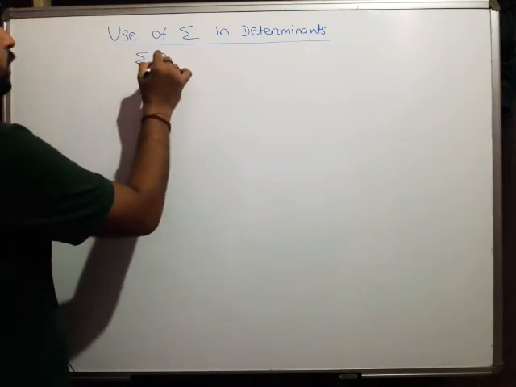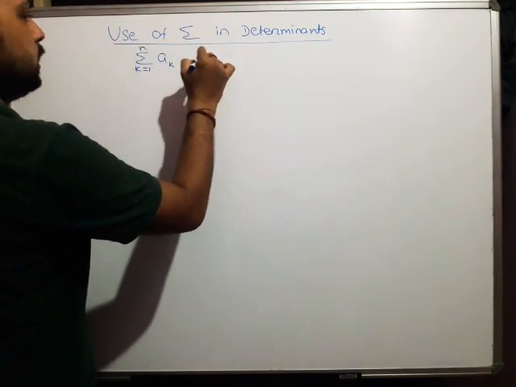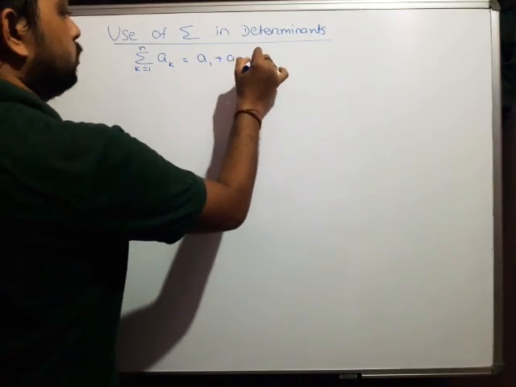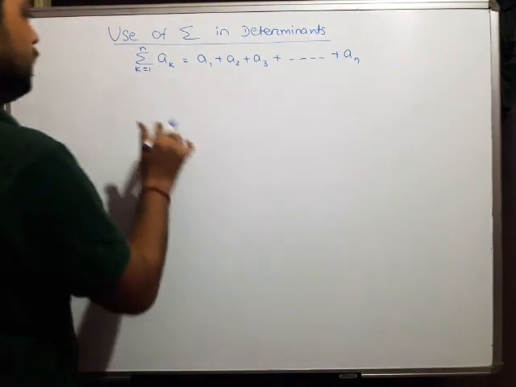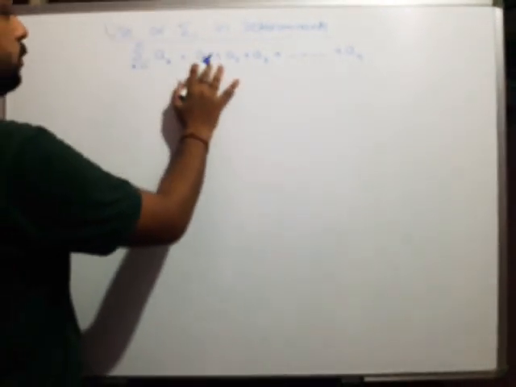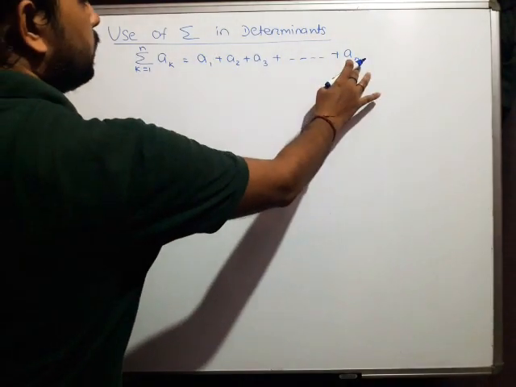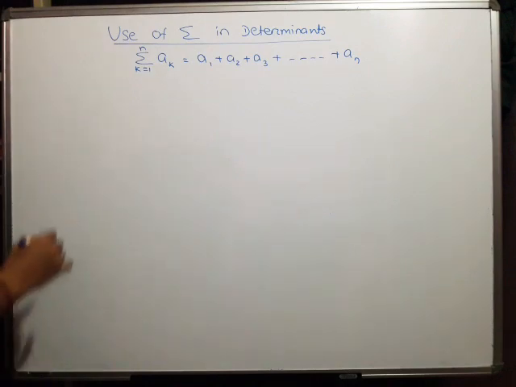Suppose summation, k equals 1 to n, this will be written as a1 plus a2 plus a3 plus up to an. As the lower limit is 1 and the upper limit is n, the first term will be a1 and the last term will be an. So we will use this sigma in determinants.